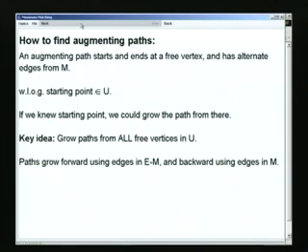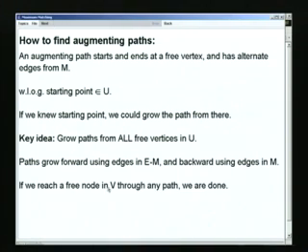Okay. Now we know something more about augmenting paths, which is that the paths have to grow forward using only edges in E minus M, the edges which are in E but not in the matching. And the path must grow backwards using edges which are in the matching. It may do this several times. It may go forward and then go backward and then forward again several times. But every time it goes forward, it must use an edge which is not in the matching. And every time it goes backwards, it must use an edge which is in the matching.